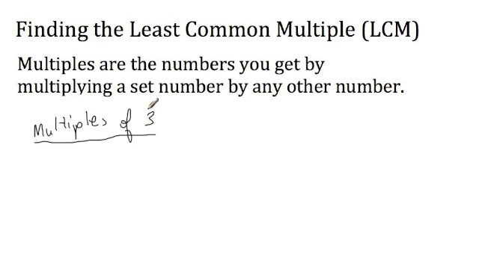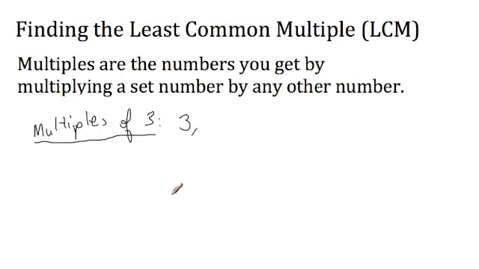to find the multiples. Now, when we talk about numbers here, I'm talking about positive integers, which means that the numbers that we're going to be working with are going to be positive, and they can't have any fractions or decimals. So when I want to find the multiples of 3, I have to multiply 3 by every positive integer, starting with 1. 3 times 1 is 3.